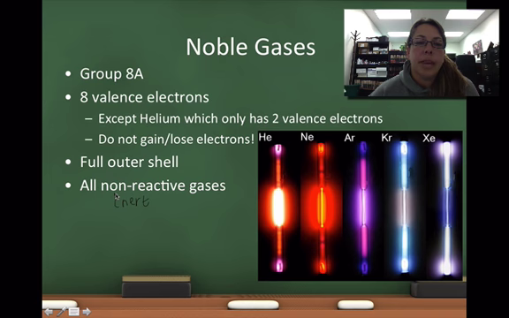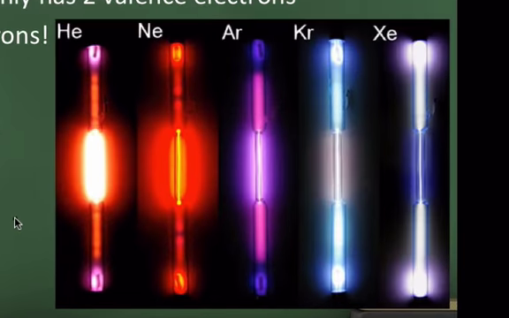Inert just means non-reactive. And if you look, here is a picture of all the different gases. So you think of neon signs. Well, this is the colors that you would see. These are called gas discharge tubes. So what we do is we just run a current through there, and it makes the gas, the helium gas or the neon gas or whatever it is, light up so we can see what colors it emits.